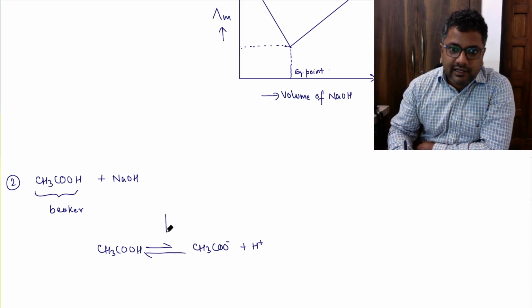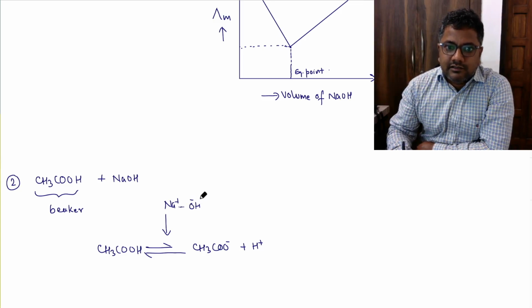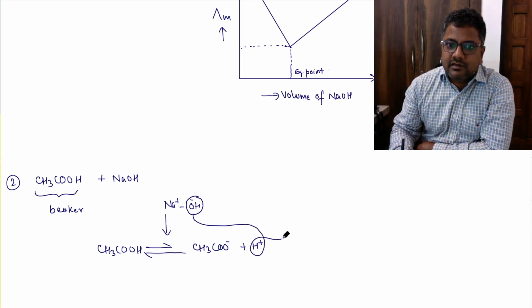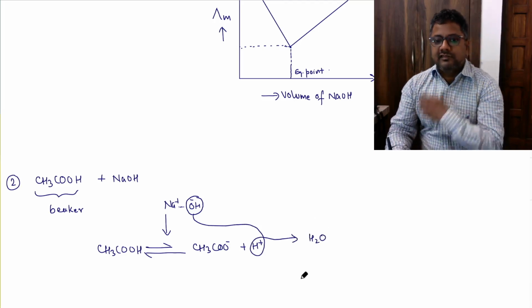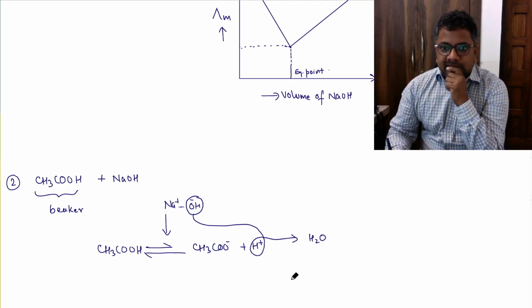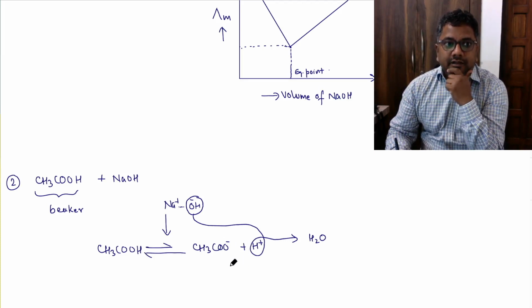And when you are adding NaOH here, which is a strong electrolyte, then what will happen? This OH minus will combine with this H plus and produce water, right? So since this reaction is under equilibrium, more acetic acid will dissociate to maintain the equilibrium as per Le Chatelier's principle.